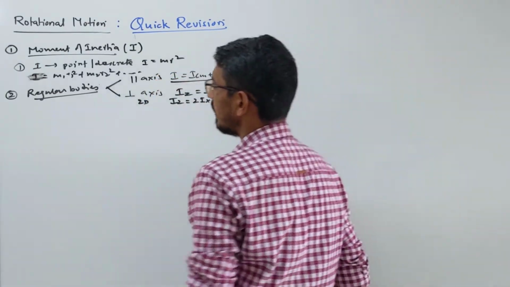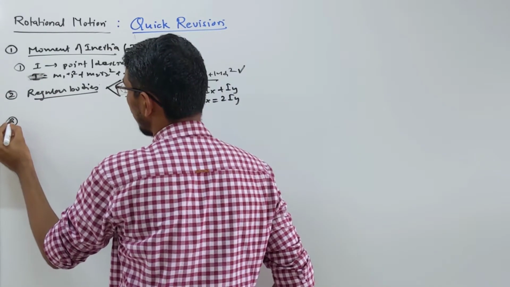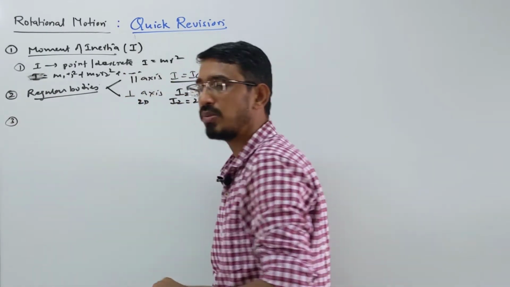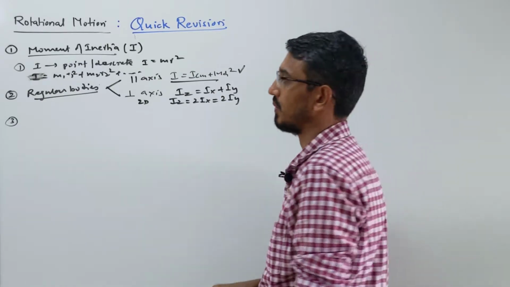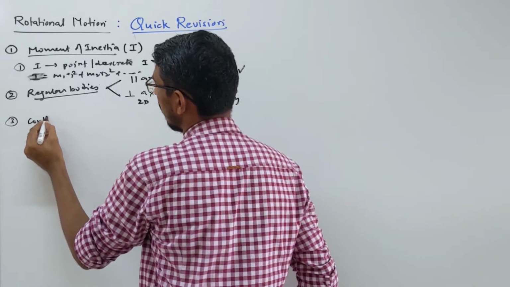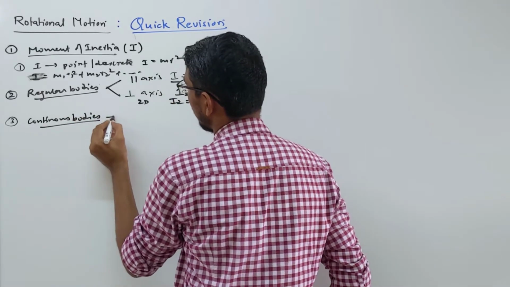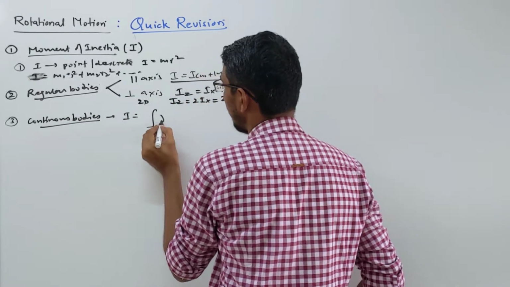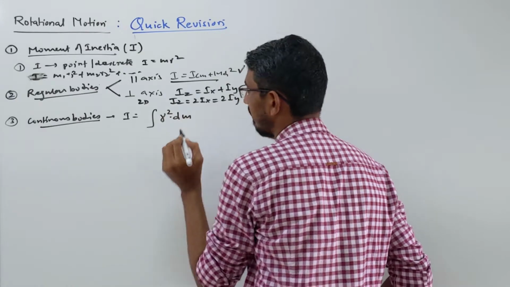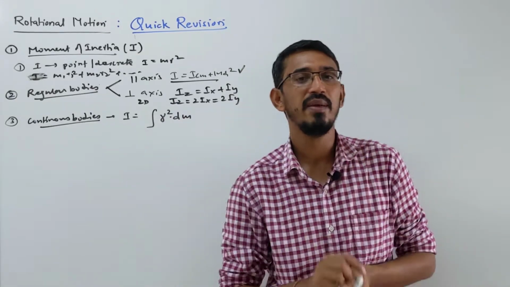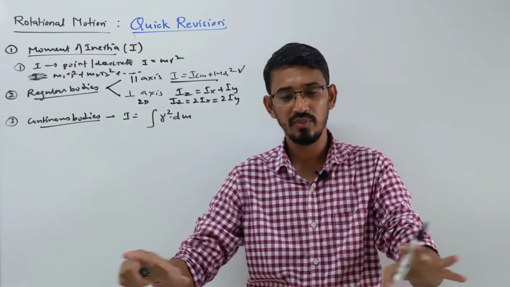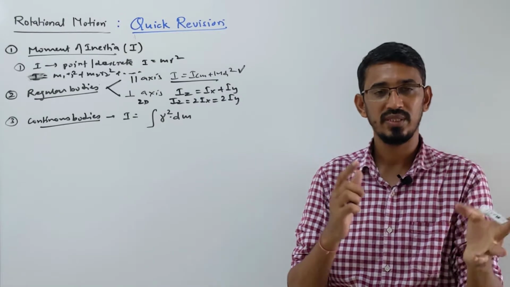The third type of equation we have done is for continuous bodies, where we do integrations. Inertia due to a continuous body simply becomes the integration of r square into dm. That's all. Again here we have 3 types of bodies: linear body, areal body, or volumetric body, meaning 3-dimensional body.